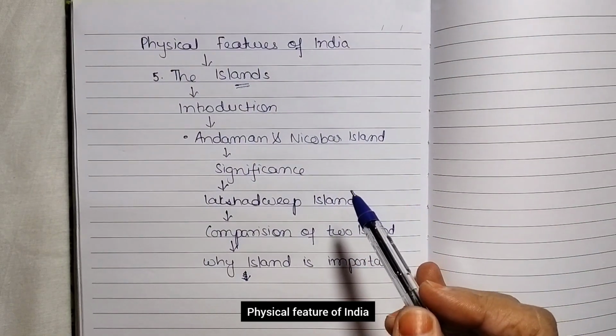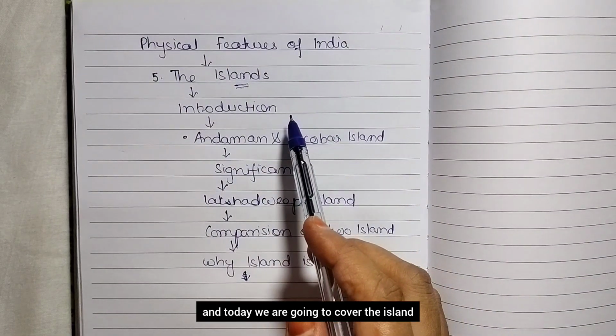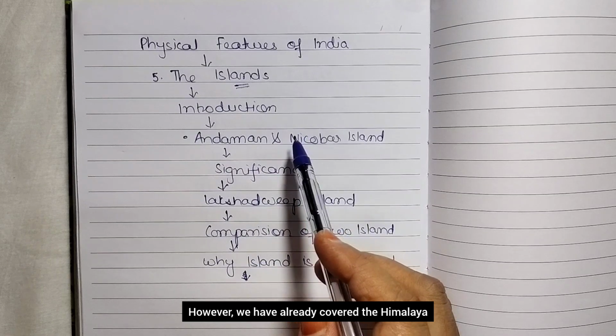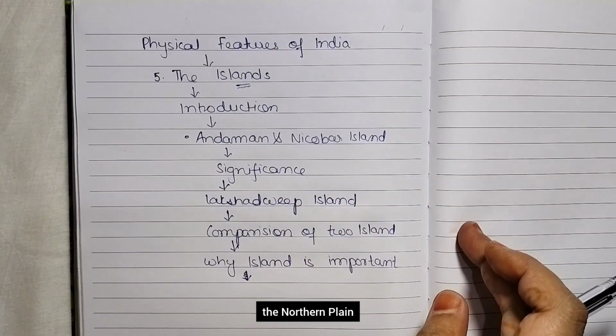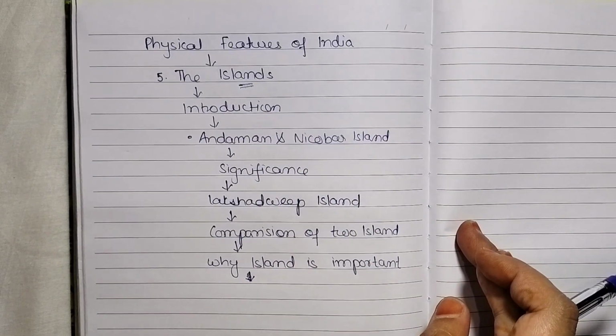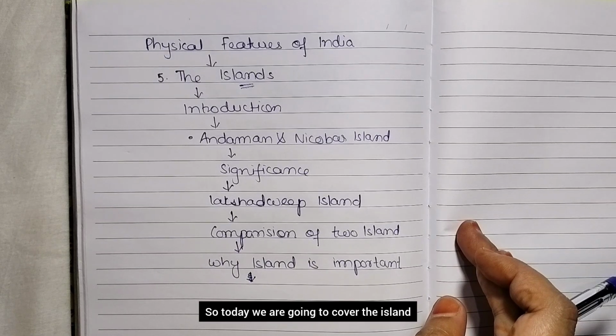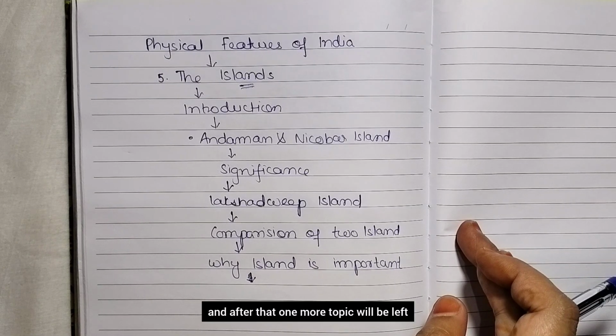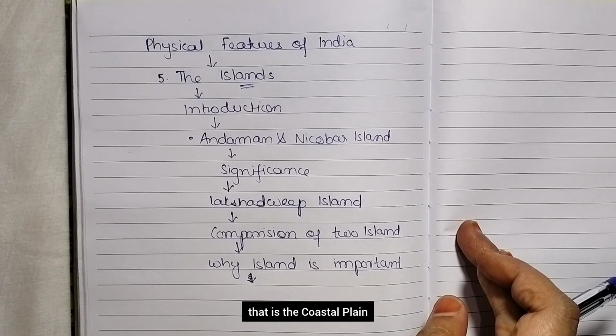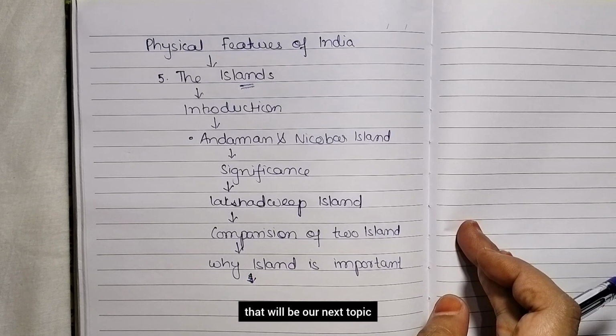Physical features of India, and today we are going to cover the island. We have already covered the Himalaya, the northern plain, the peninsular plateau and the Indian desert. So today we are going to cover the island, and after that one more topic will be left, that is the coastal plain. That will be our next topic.